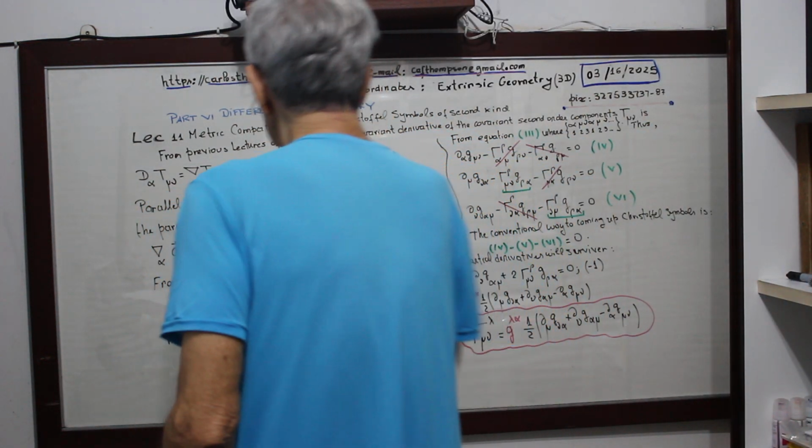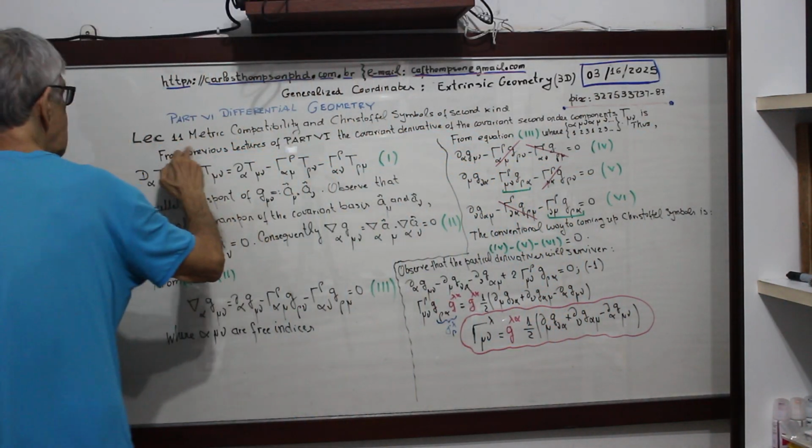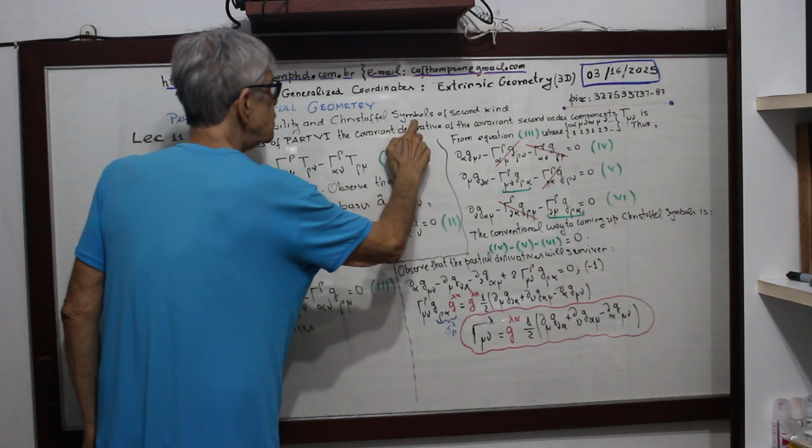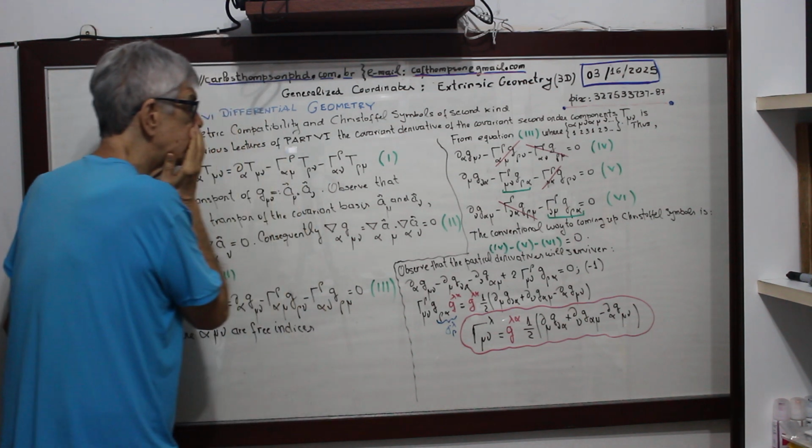Lecture 11, Metric Compatibility and Christoffel Symbols of Second Kind. Okay?